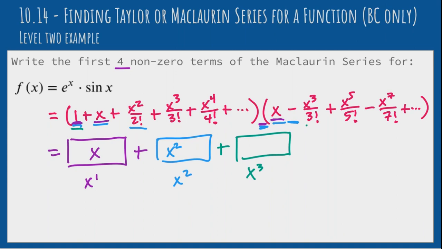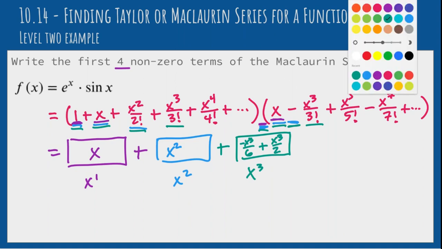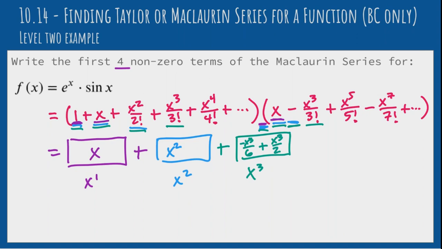we can get x cubed by multiplying x to the 0 times x cubed. x times x squared, no x squared term there, x squared times x, and then we could also do x cubed times x to the 0, and there's no x to the 0 term there. So I've got 3 terms that are not 0, so I need one more.